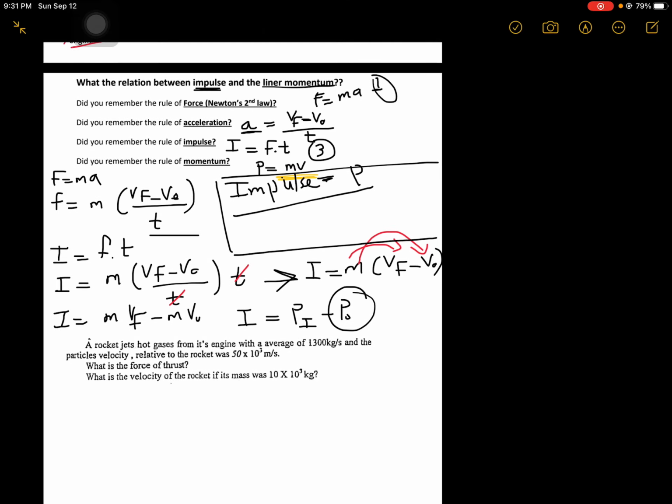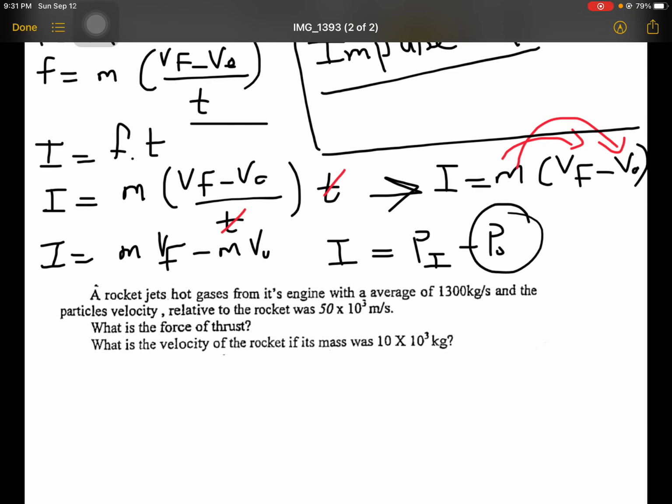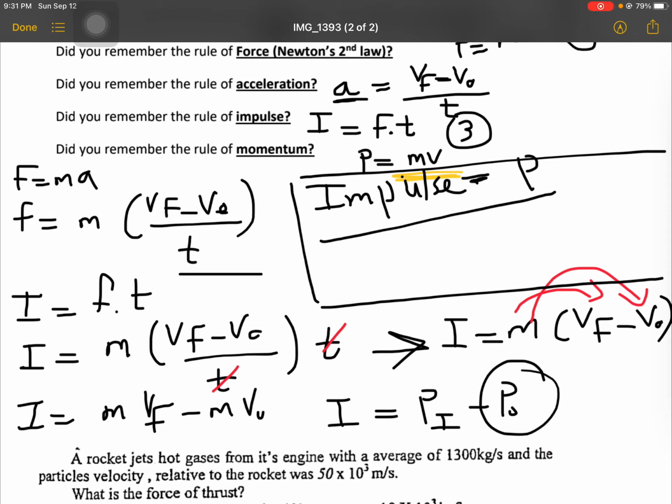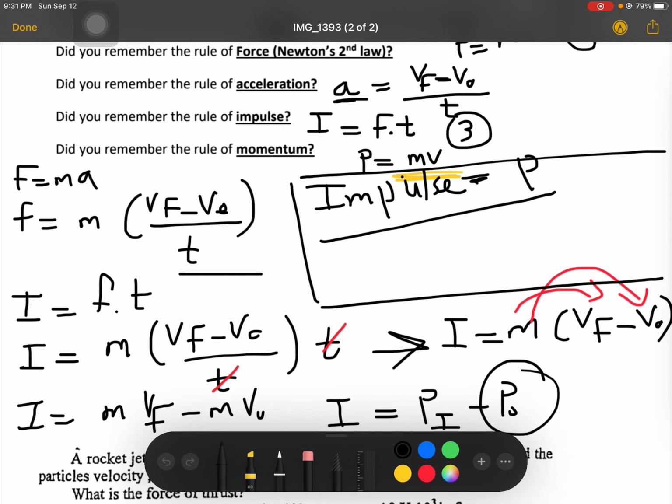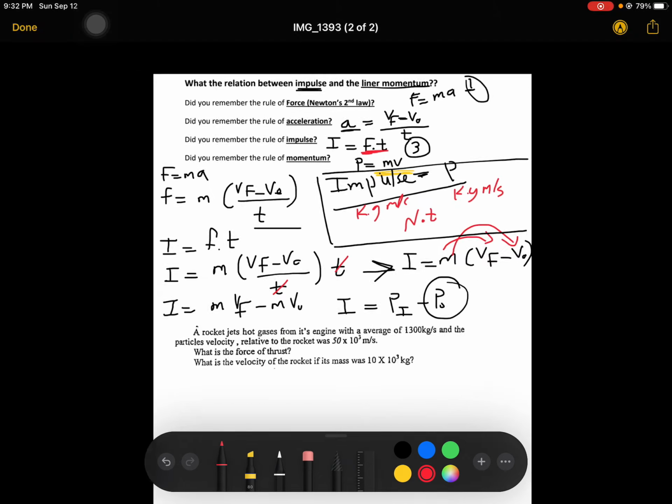We discovered that the unit of momentum is kilogram times meter per second. So impulse would also be kilogram times meter per second. Or, since the impulse is the product of the force and time, as we said, we can also give this unit as Newton times the time.